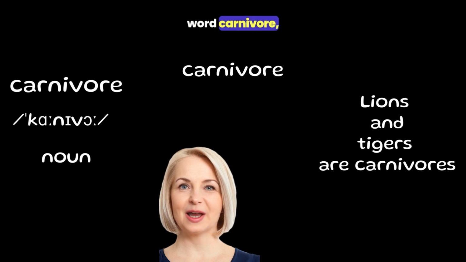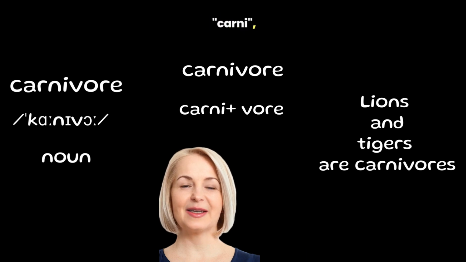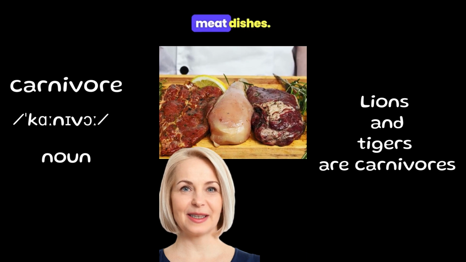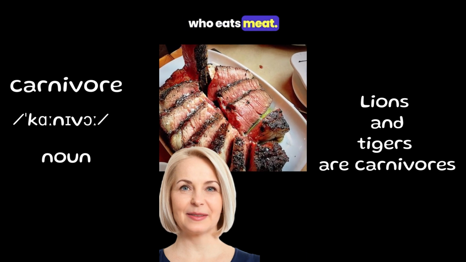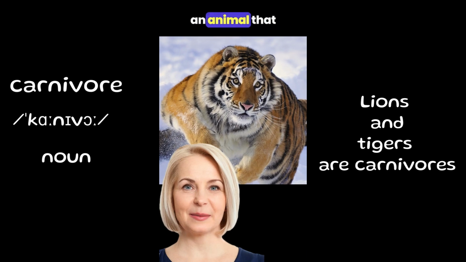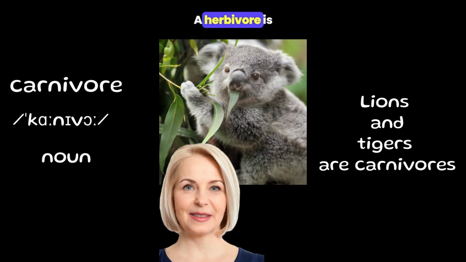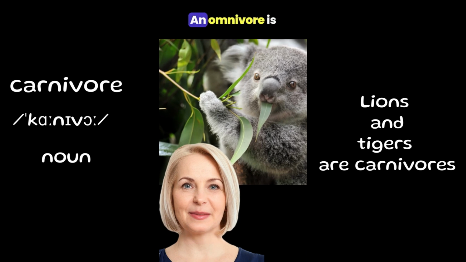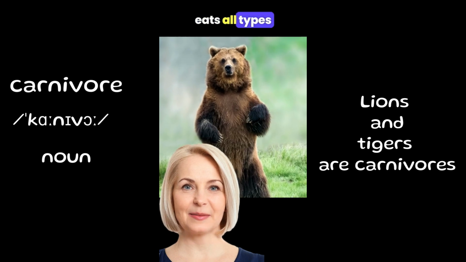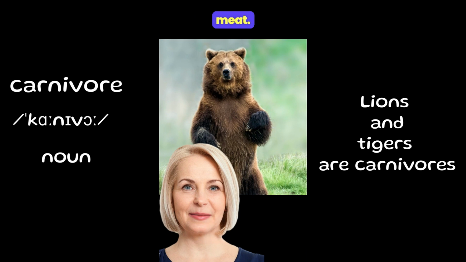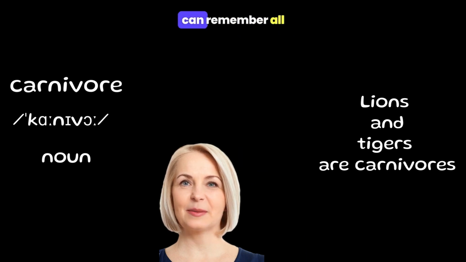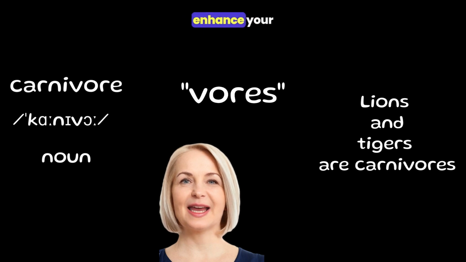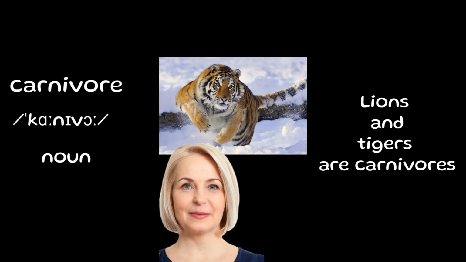To remember the word carnivore, you can break it down into carni, meaning meat, and vor, related to eating. Think of a carnival with various meat dishes. This visual can help you link carnivore to an animal or person who eats meat. A carnivore is an animal that eats meat. A herbivore is an animal that eats only plants. An omnivore is an animal that eats all types of food, especially both plants and meat. An insectivore is a creature that eats insects for food. I hope you can remember all these vores from this video to enhance your understanding of animal diets.